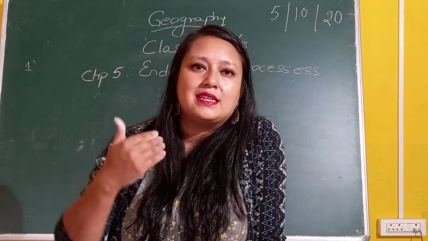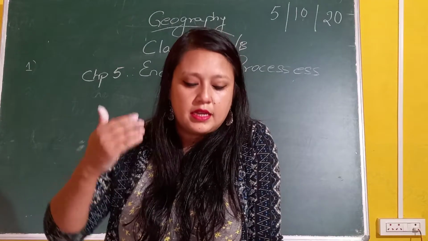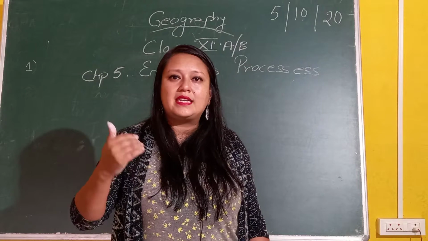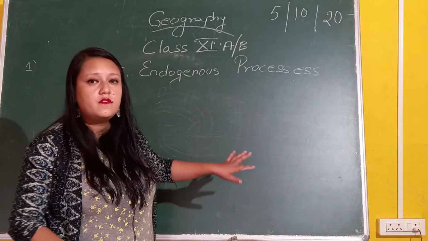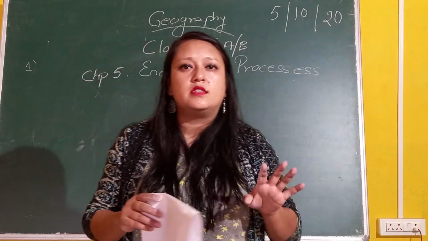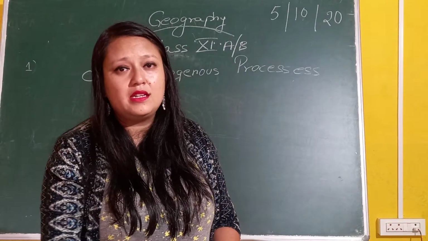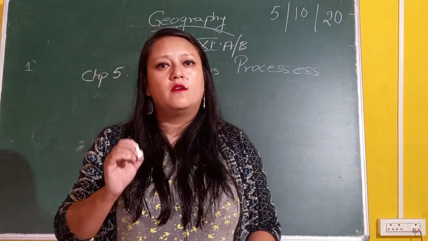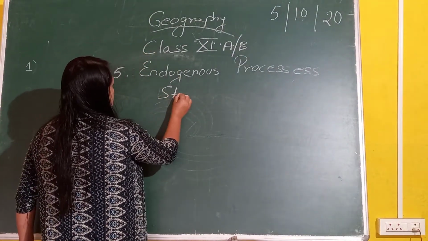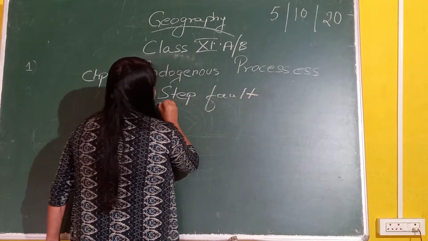Because of the different types of forces and the intensity of force also, how high is the intensity, or what is the level of intensity, the intensity of forces of the earth that is acting on the surface of the earth is also different. So that is why there are different types of folding and faulting. Now we have the last one, which is known as the step fault. By the name itself, you can understand.